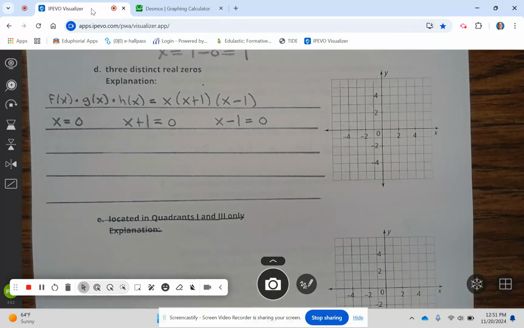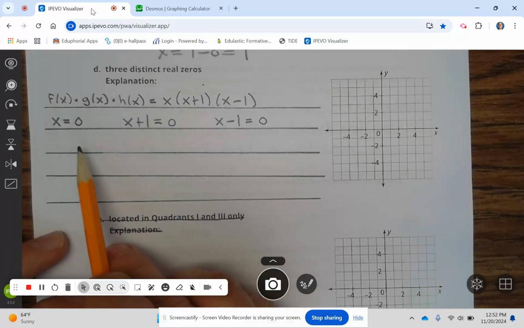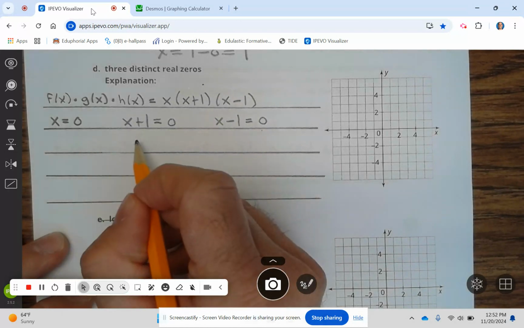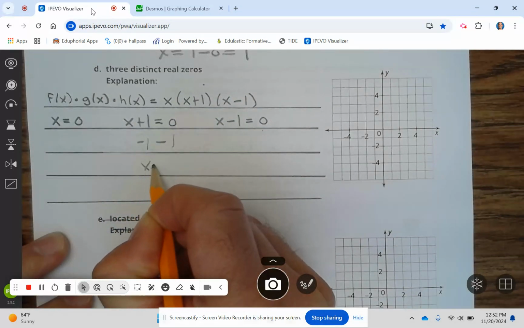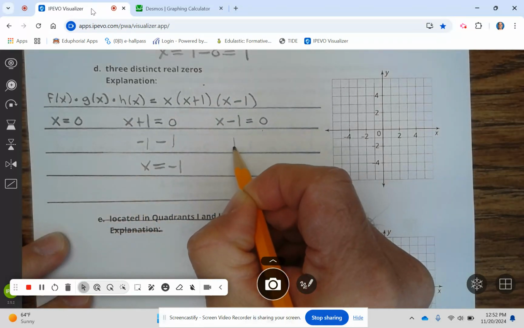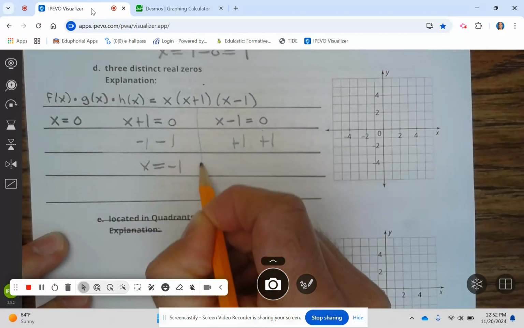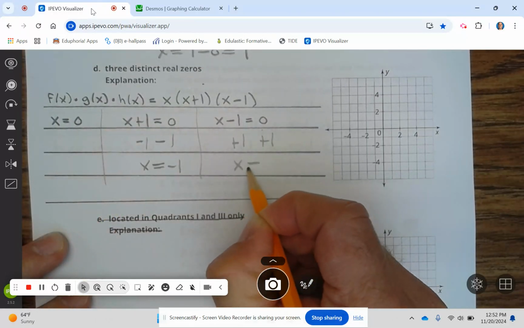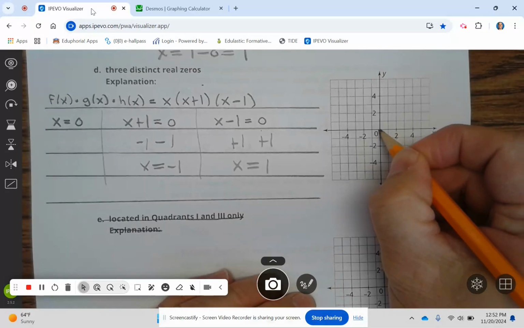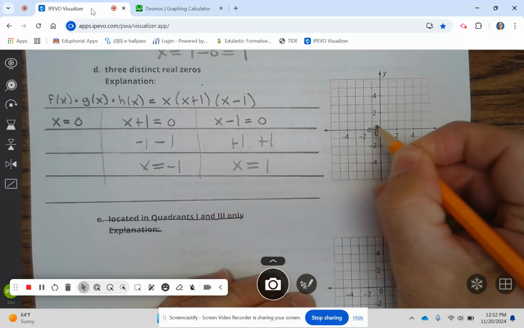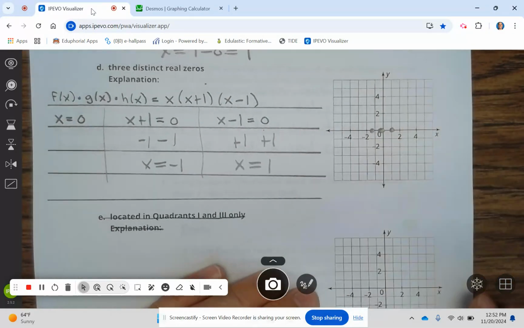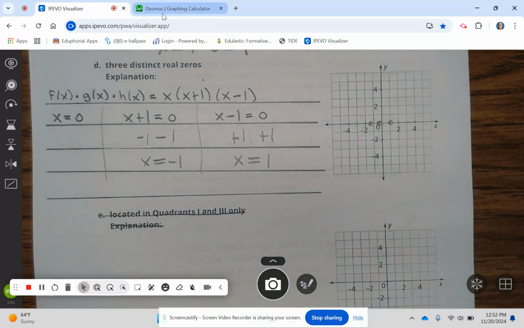Okay, so 3 distinct zeros. So let's use f of x times g of x times h of x, which is x times x plus 1 times x minus 1. So we set each of them equal to 0. So we have x equals 0. Subtract 1 from both sides. You get x equals negative 1. And add 1 to both sides. Get x equals 1. So we have 0, negative 1, and 1. All right, let's go ahead and graph that in Desmos.